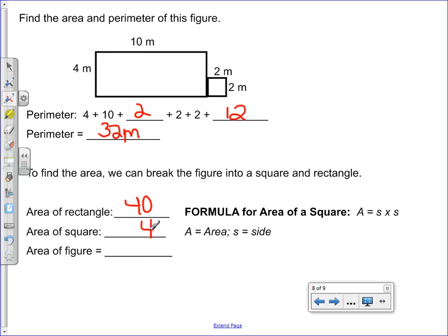So then I add these together, 40 plus 4, and I have the area of my whole entire figure, because 40 was my area of my rectangle, 4 square meters was my area of my square. When I add those together, I get 44, and again, square meters is our label because we're dealing in meters. And you can write square meters with an exponent of 2 because an exponent of 2 means squared. So you can also write it like that. Square meters can also look like this. So you might see it that way or written out.